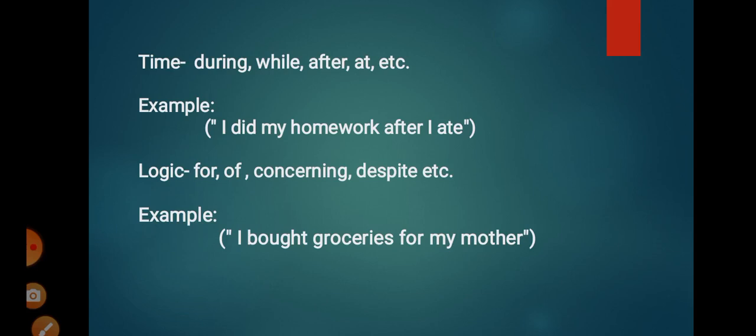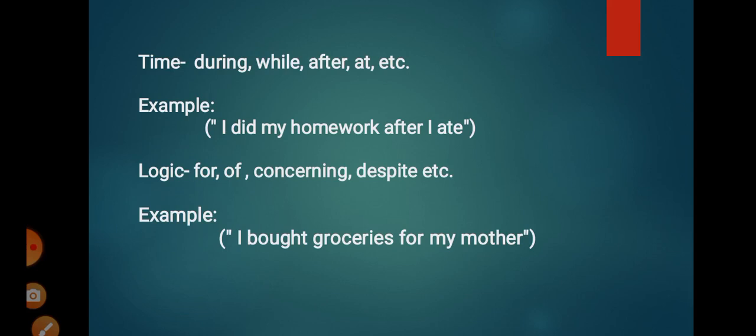Examples of prepositions that express a relationship in terms of logic are for, of, concerning, despite, and so on. For example, in the sentence "I bought groceries for my mother," the preposition for tells why I bought groceries.